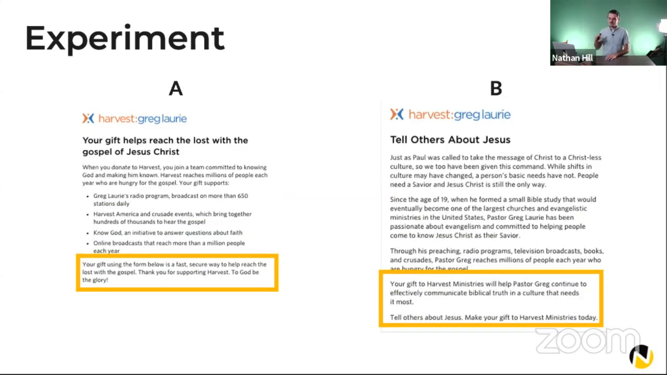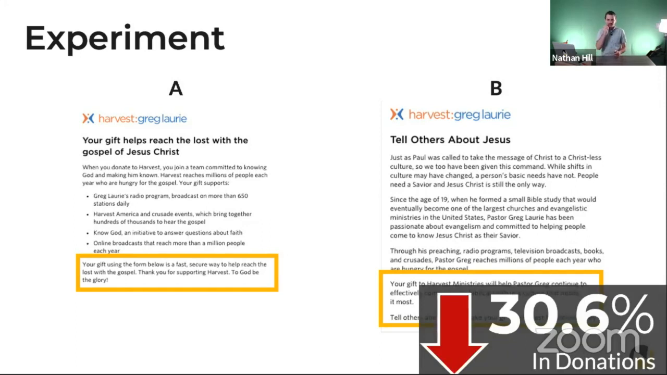Version B says your gift to Harvest Ministries will help this specific thing, will help this specific issue or this specific cause. It's getting too focused and too narrow, whereas version A is actually talking about the organization as a whole and some of their key values and key things that you can actually impact. So it's addressing this broad range of motivations coming to the page, where version B is a little bit too narrow, which is why it saw a decrease of 30% in donations.